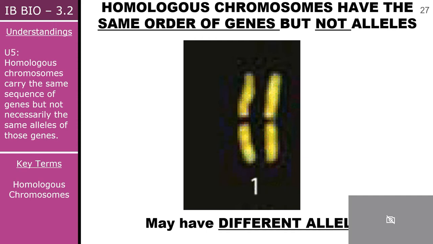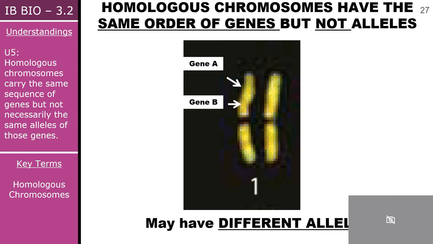I've told you that they're similar, but what each of them has are the same order of genes. So let's look at chromosome 1. And let's say that on chromosome 1, I have gene A that's located on this part of the chromosome. And let's say that also on chromosome 1, I have a different gene that's located, say, further down on the chromosome.